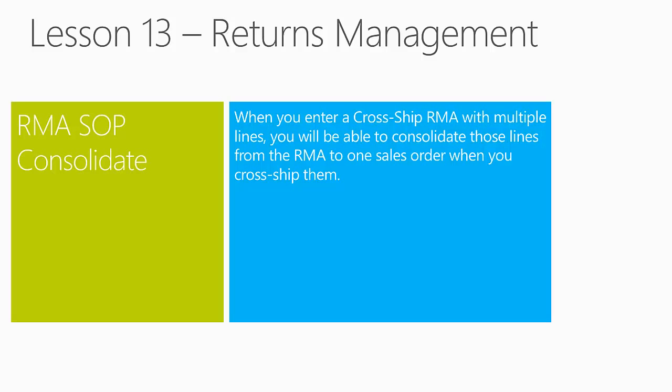There is a new field that appears in the Return Setup window. You must mark the Consolidate SOP Order Document option to allow these cross-ship lines to consolidate onto one sales order. I'll now show you this in Microsoft Dynamics GP.